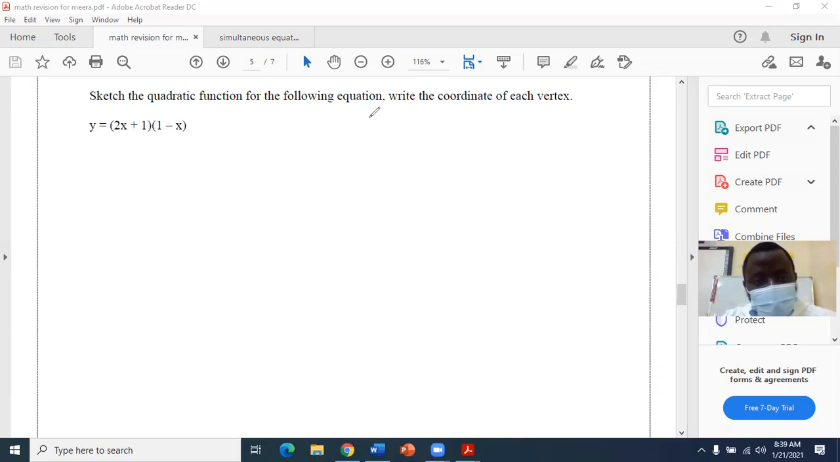Now, this is equal to 0. I will equate that to 0. 2x plus 1 equals 0. That is the first bracket. Now, this means that my x is the same thing as -1 divided by 2. When I take 1 to the other side, it becomes minus. Then I divide by 2.